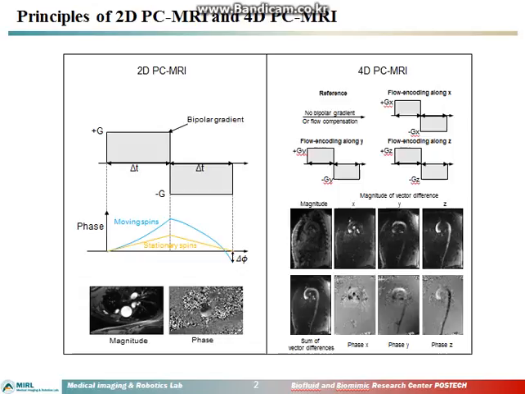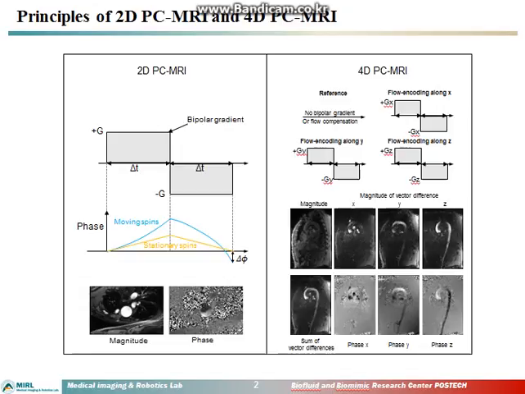PC MRI, phase-contrast MRI, measures the flow by estimating the phase difference between the reference image without bipolar gradient and the flow-sensitive images with bipolar gradient. While the reference image has no phase shift, the flow-sensitive images have velocity-dependent phase shifts. So by calculating the net phase shift, we can measure the temporal variation of the three directional flow fields.